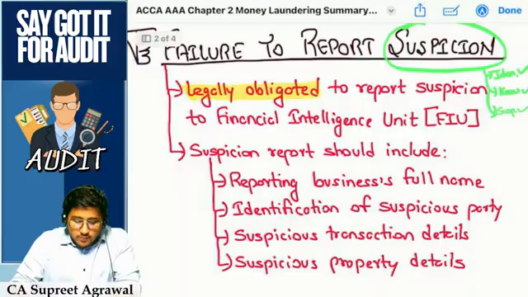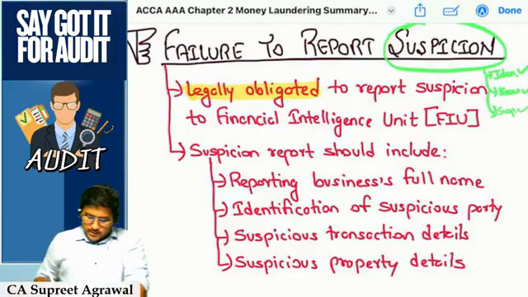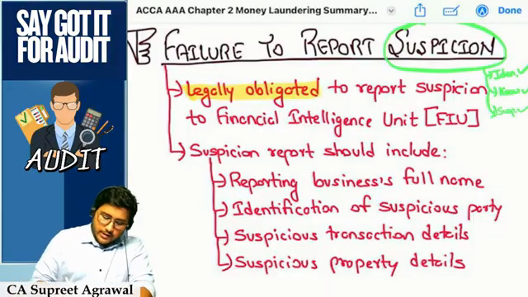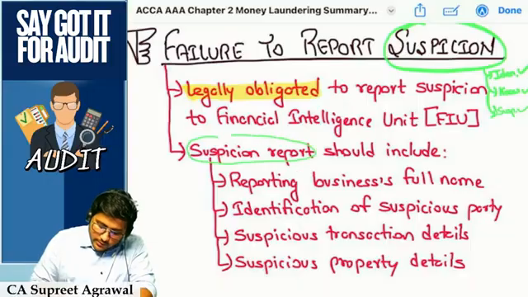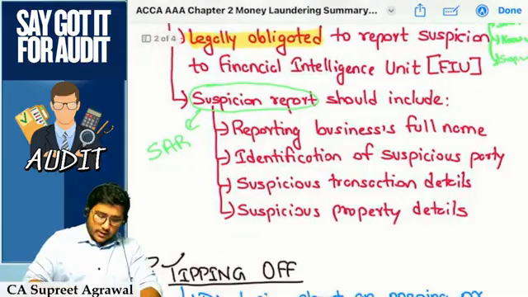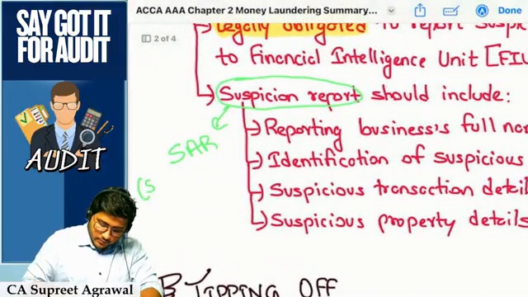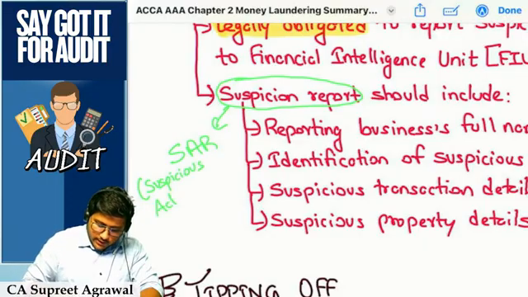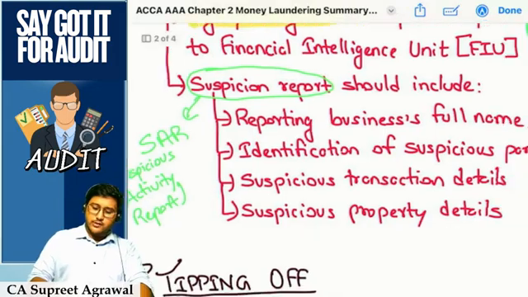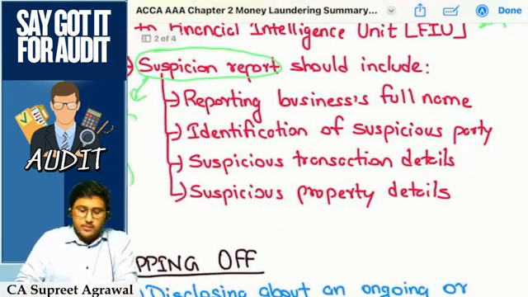Now, what a suspicion report should include. When you submit your suspicion report, there is one report by the name of SAR. What is the full form of this SAR? Suspicious activity report. That is called your SAR. Okay, suspicious activity report. So this report is submitted.